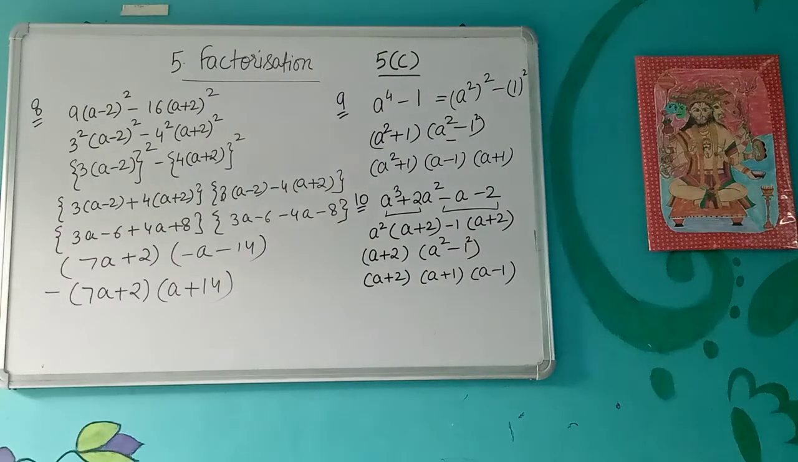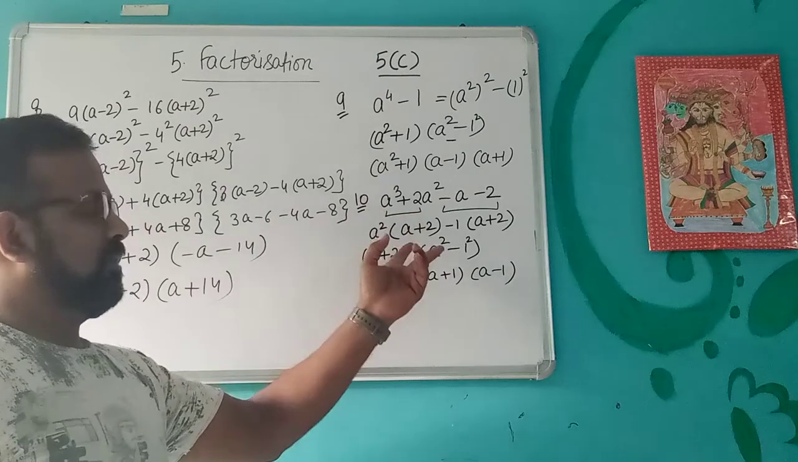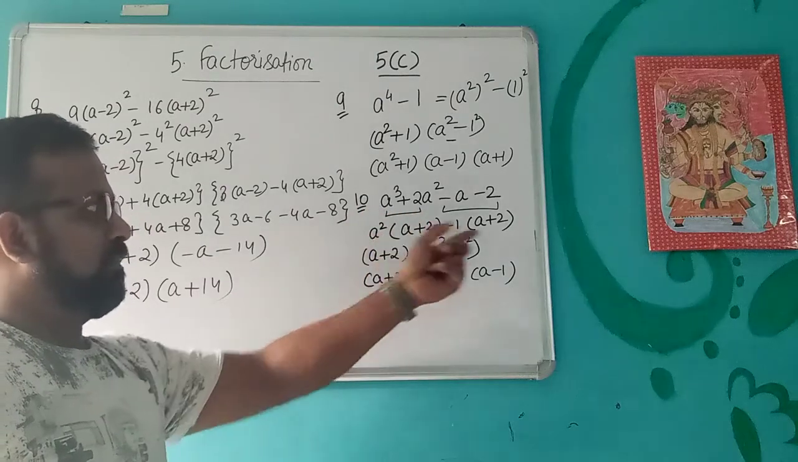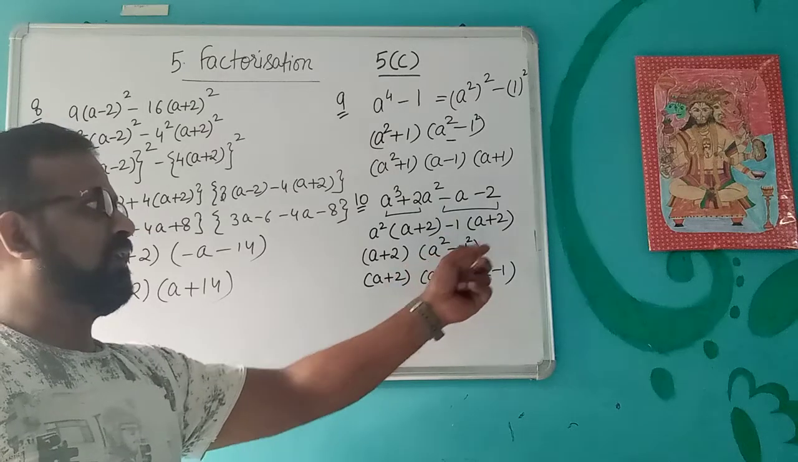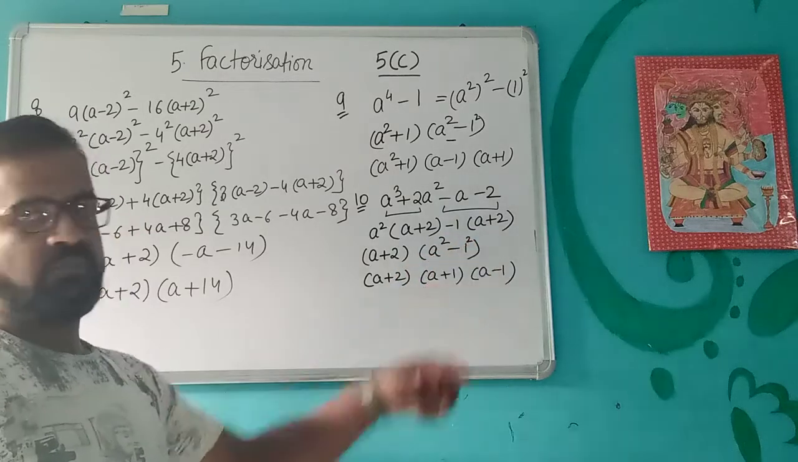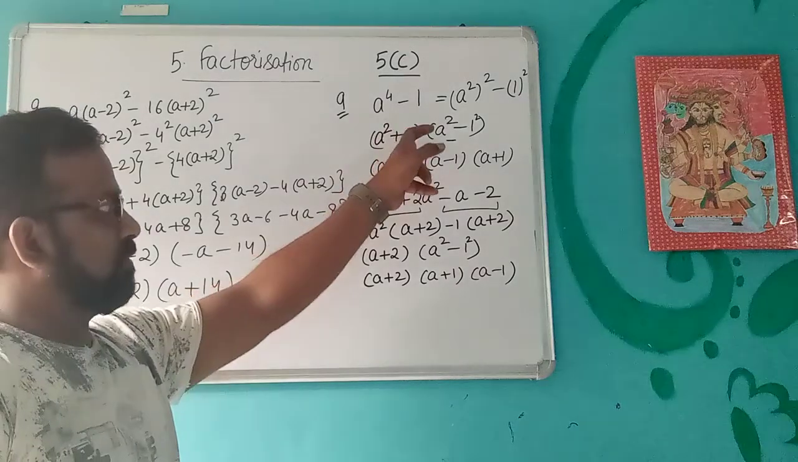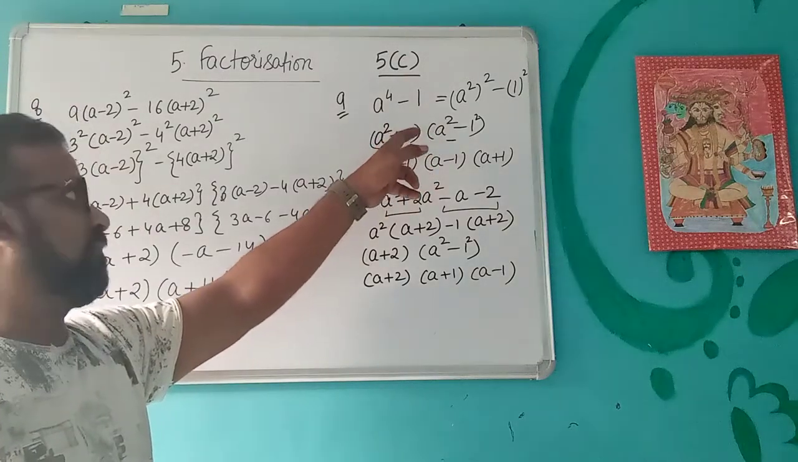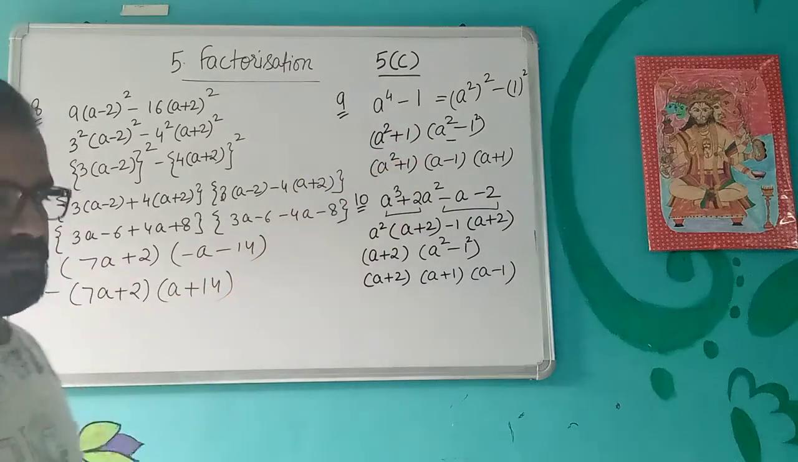Okay. So in these types of questions, first you see to form the groups. Then after taking a term as common, you will again see if one term can be factorized further, and if it cannot be factorized further, like a square plus 1, which cannot be factorized further, it will remain as a square plus 1.